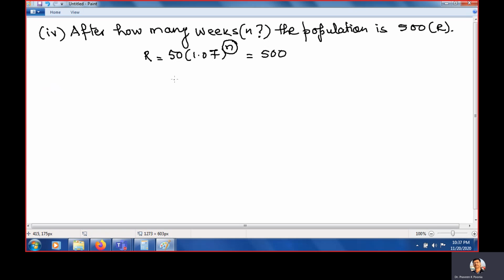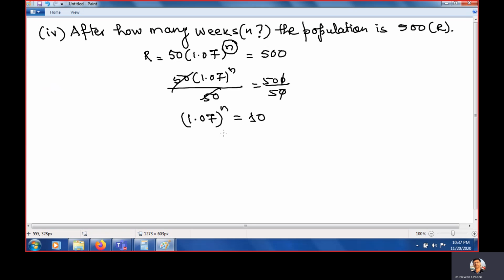So how are we going to do it? Divide by 50. 1.07 power n upon 50, 500 upon 50. This 50 is gone. 1.07 to the power n is equal to 10.